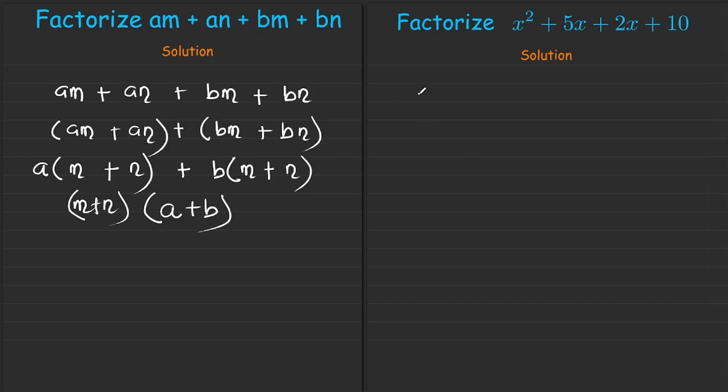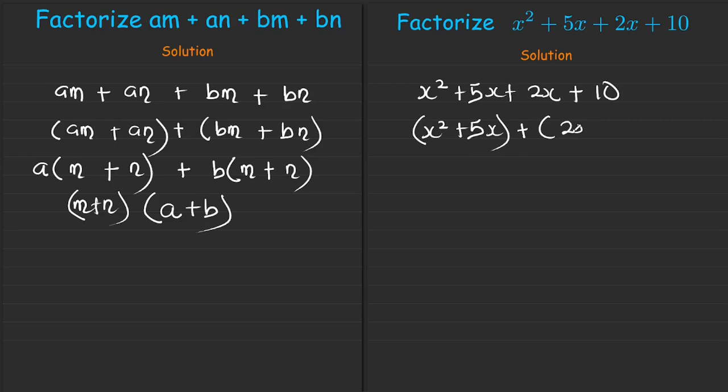In our second question, we have x squared plus 5x plus 2x and then plus 10. And we need to use the method of what? Grouping. So as we said earlier on, we need to what? Pair the terms. Hence, we put x squared plus 5x in one bracket, and then in the other bracket, we put the 2x plus 10.